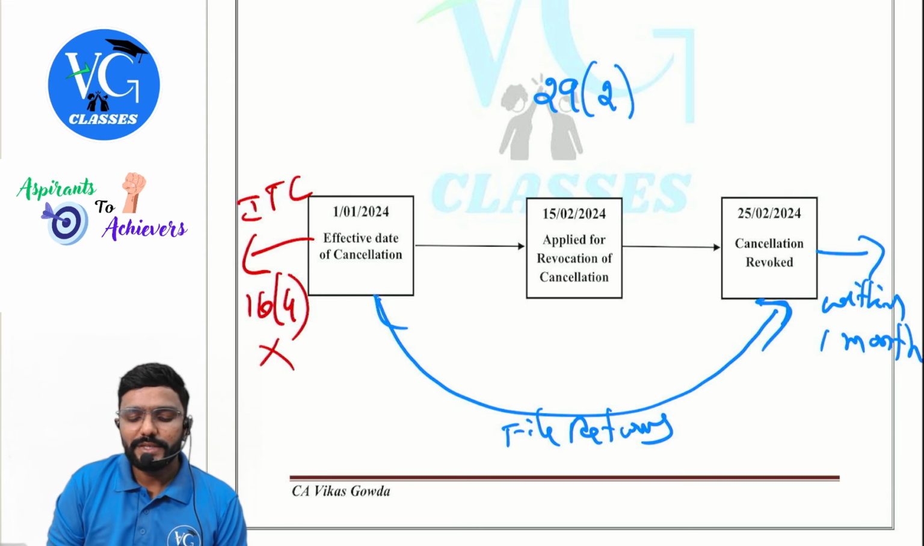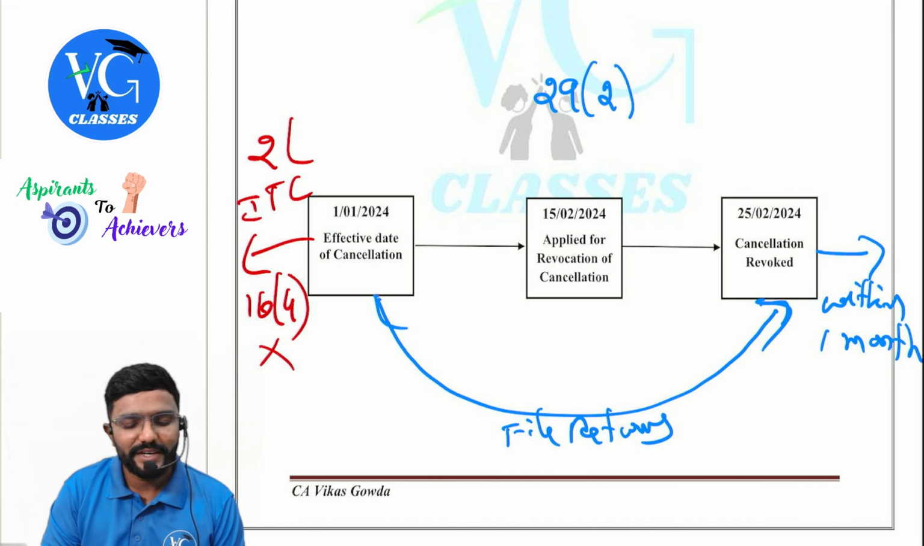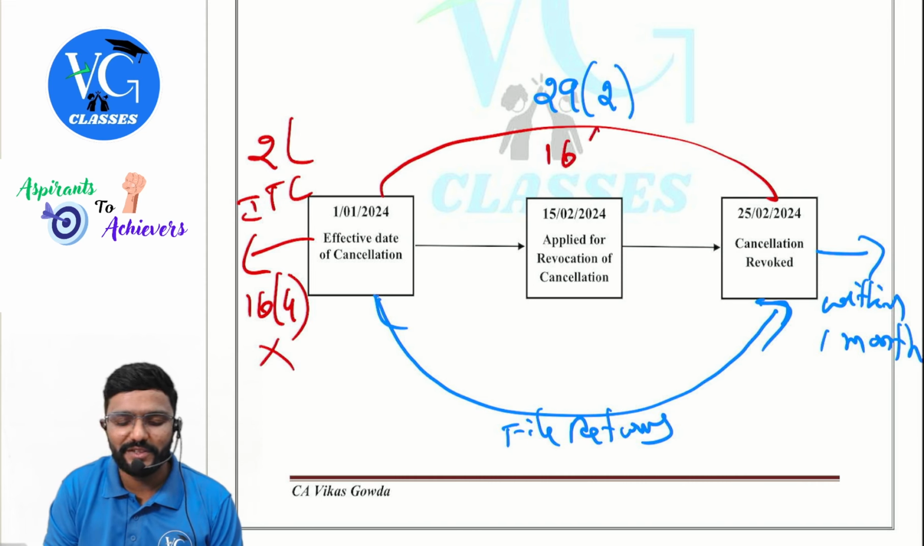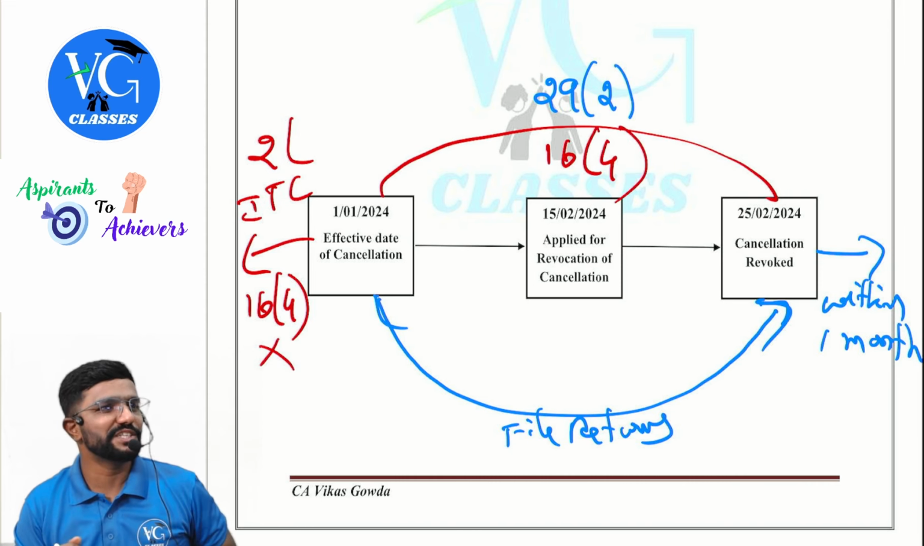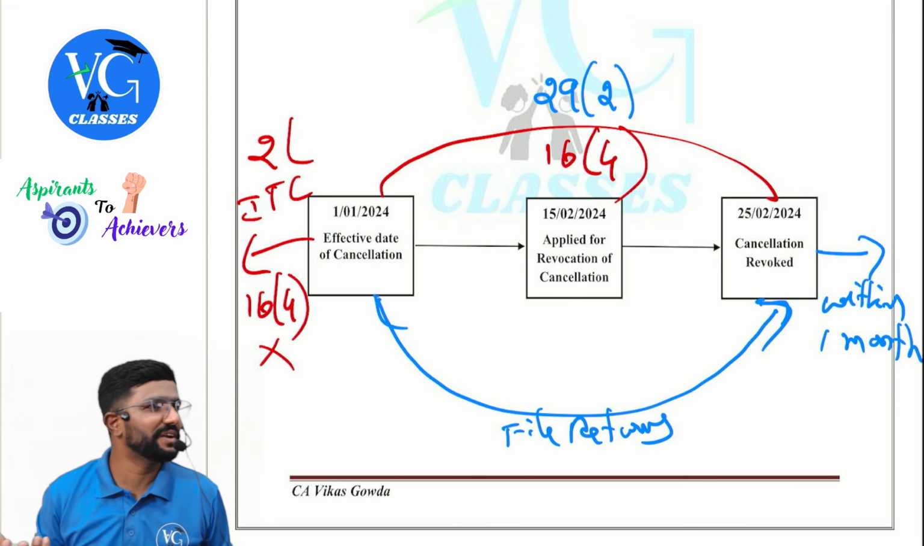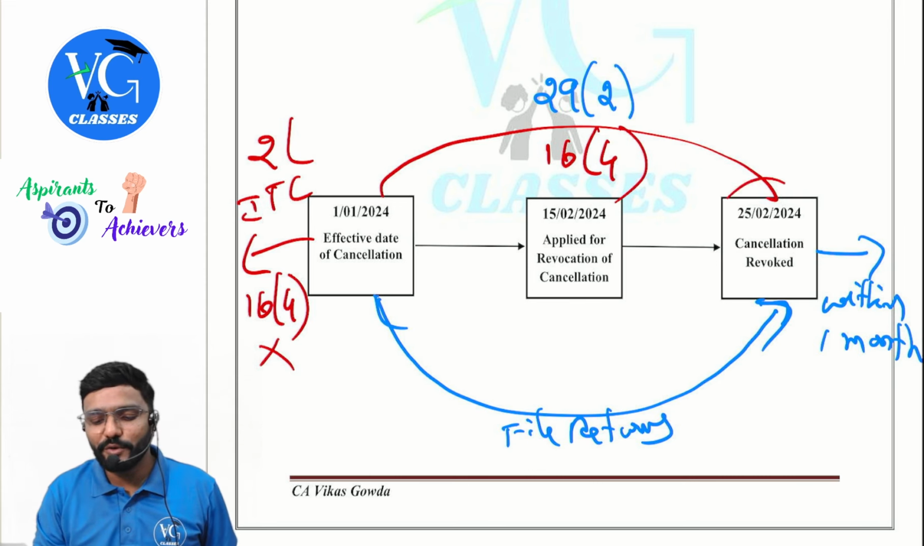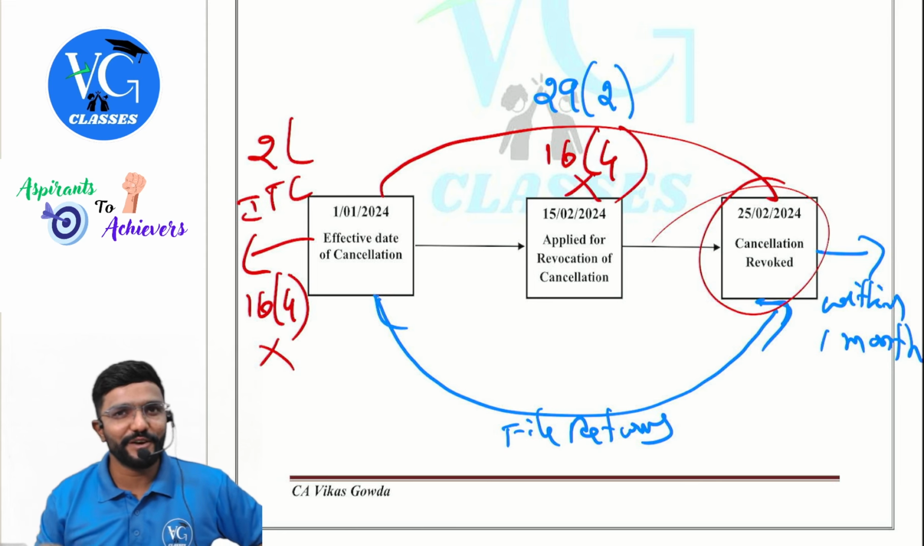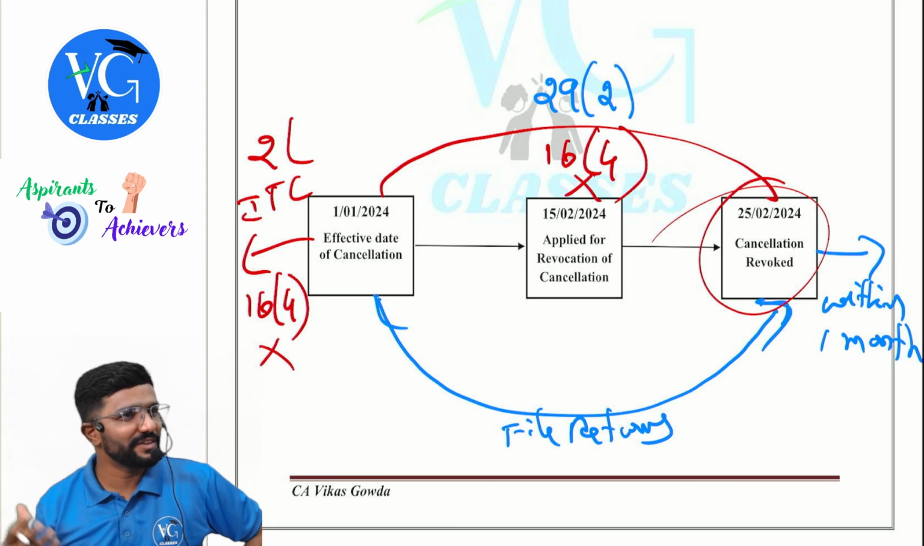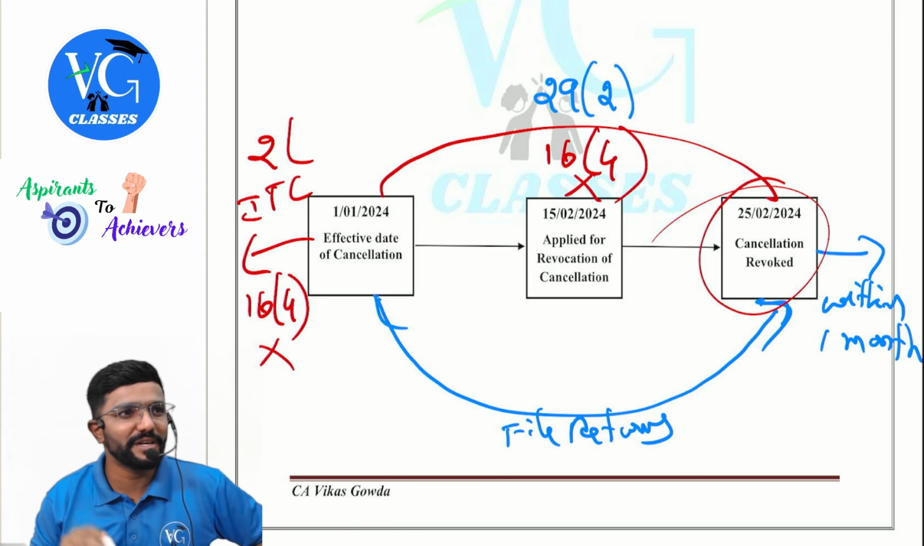Now coming to, sir, I had some credit, 2 lakh credit. For that, the time period is over in between this. You cancelled my registration. Once you cancel my registration, I cannot do anything. I cannot even claim credit. And by the time you revoke it, the 16.4 time is over. In that scenario, sir, it is unfair for me. You told me I can claim within this time, but the time is over in between this.